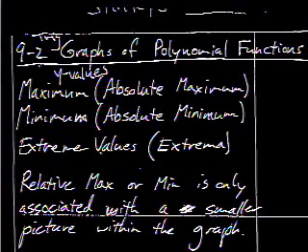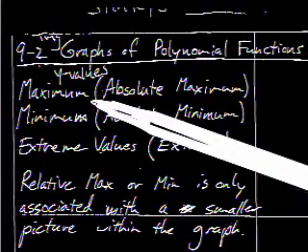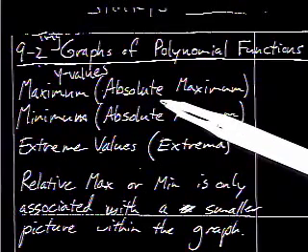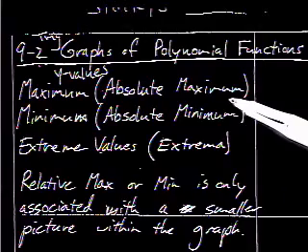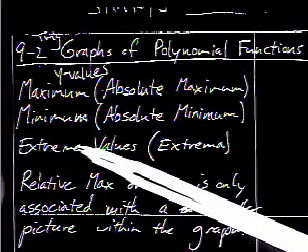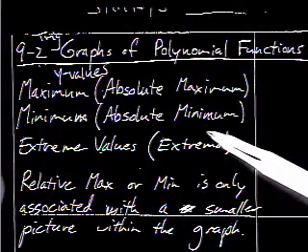Alright, section 9.2 in Trig, graphs of polynomial functions. We want to really understand what's going on with the graphs, different parts of the graphs, maximum values, minimum values, zeros of the functions. Now, these descriptions of things like maximum values, sometimes you might hear them referred to as absolute maximums or minimums as absolute minimums.